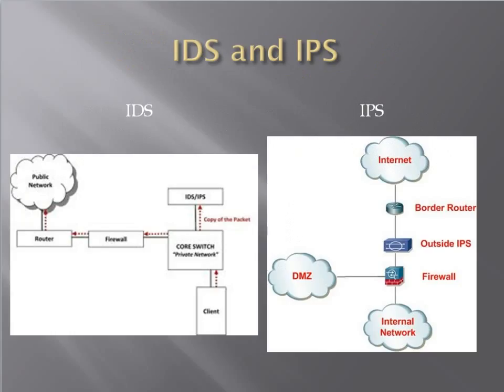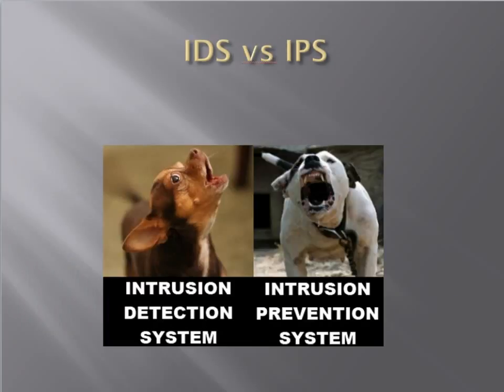And here's a diagram that I put down of the IDS and IPS, so you can have a general view. See how the IDS sits on the side while the packets are going through, and then the IPS actually sits in the center. The packets have to go through the IPS first before they go into the internal network. And then here's a funny picture that I found on the internet that explains it: a chihuahua compared to a bigger dog.